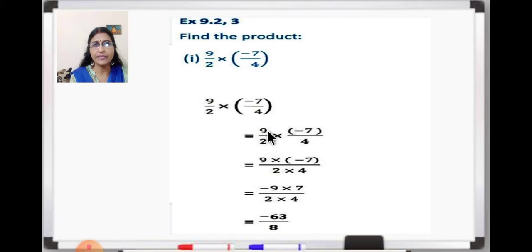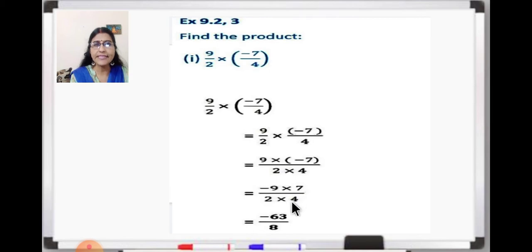So you have learned just now the rules. We will multiply the numerator of the first rational number with the numerator of the second rational number. So let us do that: 9 multiplied by minus 7. Similarly, the denominator of the first rational number will be multiplied by the denominator of the second rational number. So 2 multiplied by 4. Now this minus sign, if you want, you can bring it here or you can keep it there. So now minus 9 into 7 upon 2 multiplied by 4.